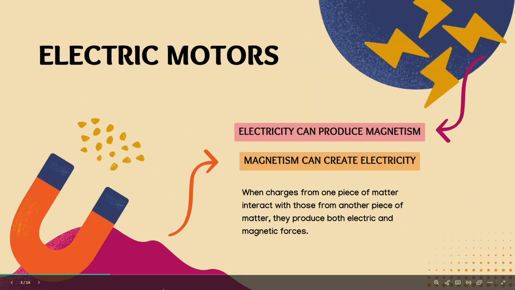Starting off, we've got electric motors. Electricity can produce magnetism, and magnetism can create electricity. This happens in an electric motor when it spins around. When charges from one piece of matter interact with those from another piece of matter, they produce both electric and magnetic forces. These forces help electric motors to turn in different directions.